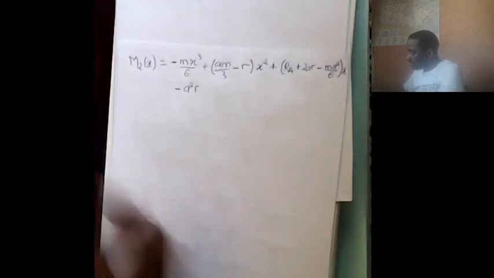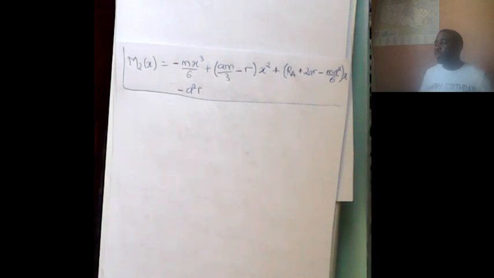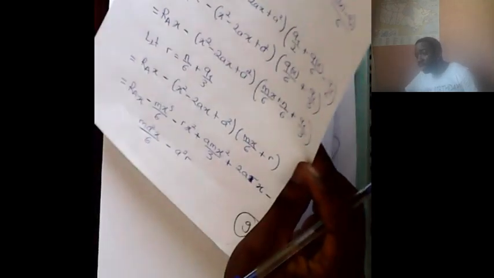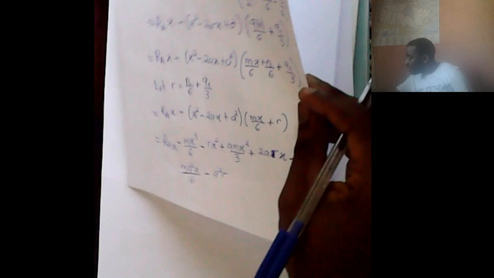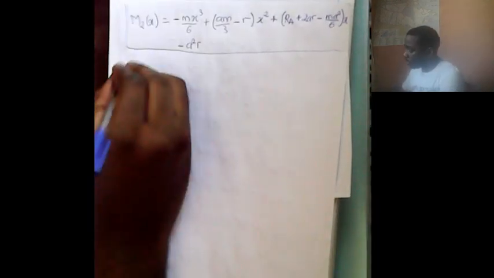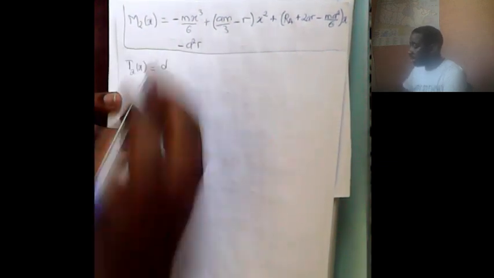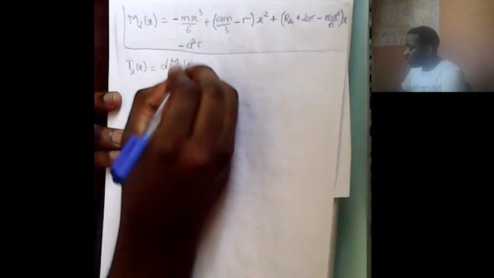Wow, that's interesting. So this is our formula, the zone 2 moment equation. Alright, so to calculate T2 of x, all we need to do is differentiate M2 of x with respect to x. We'll just differentiate M2 of x with respect to x, and we'll get our T2 of x.